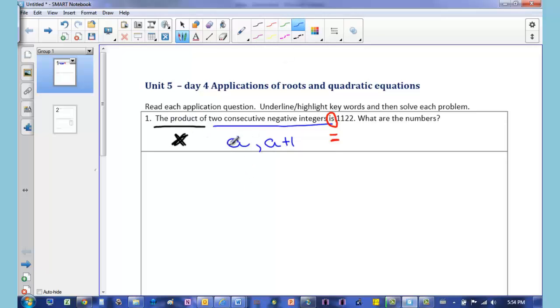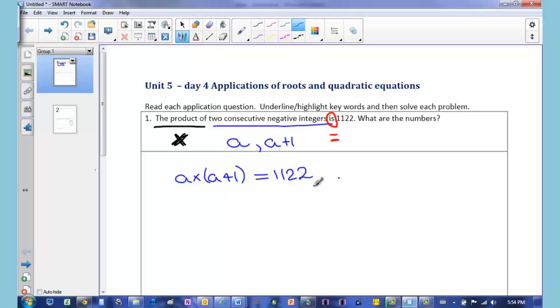So let's see how we'll set up this entire problem. The product of these two numbers, which means a multiplied with a plus 1, is, or equals, 1122. Probably you're looking at this equation right now and it reminds you of factored form of a quadratic relation. However, this is not complete factored form because it doesn't equal 0 or y.